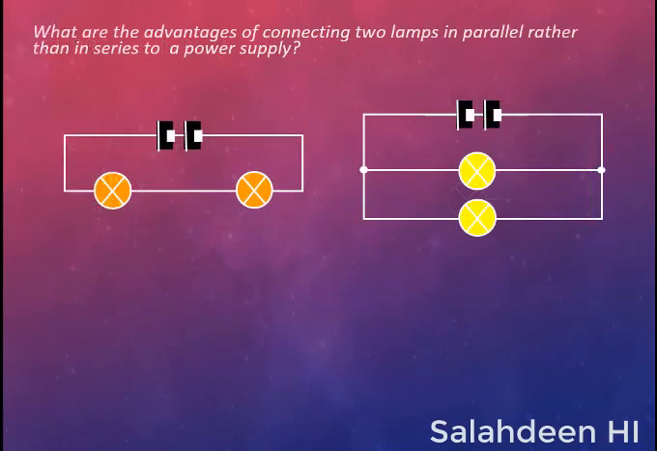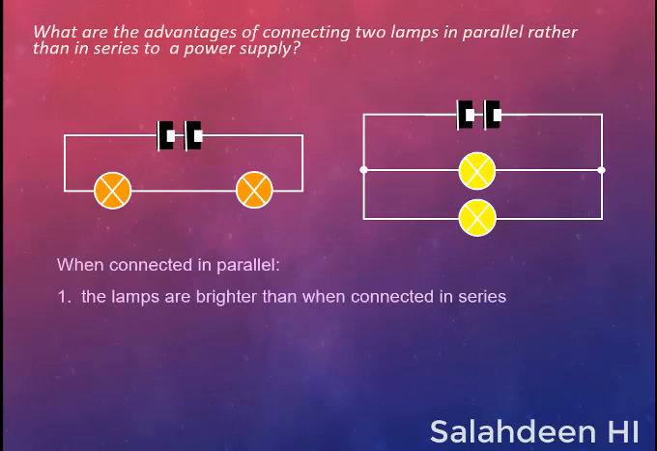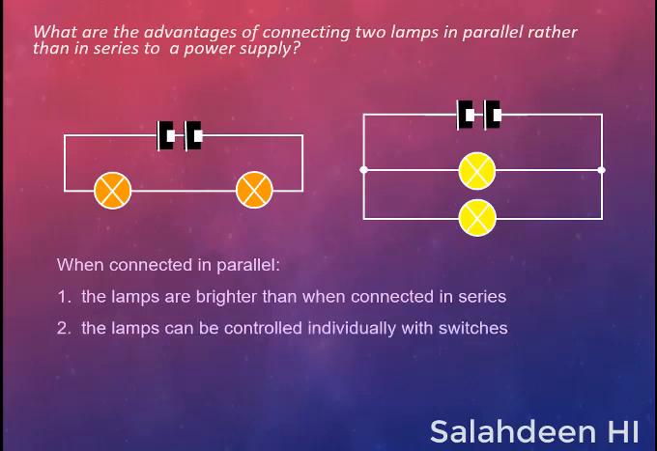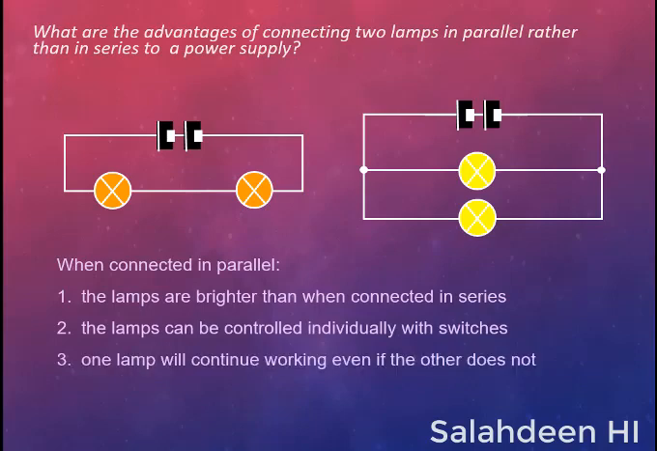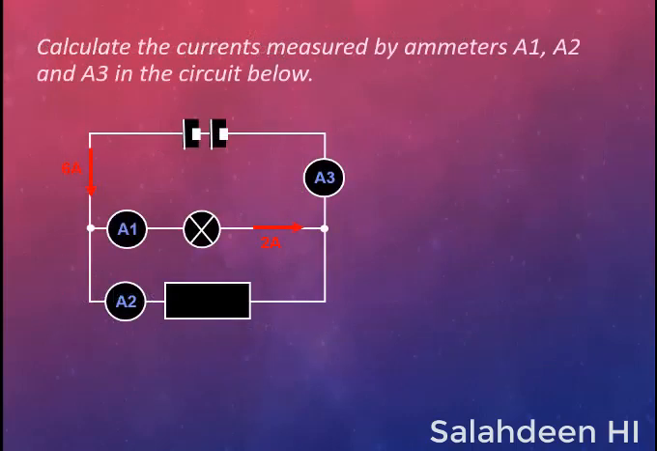Now, what are the advantages of connecting 2 lamps in parallel rather than in series to a power supply? When connected in parallel, 1. The lamps are brighter than when connected in series. 2. The lamps can be controlled individually with switches. 3. One lamp will continue working even if the other does not.